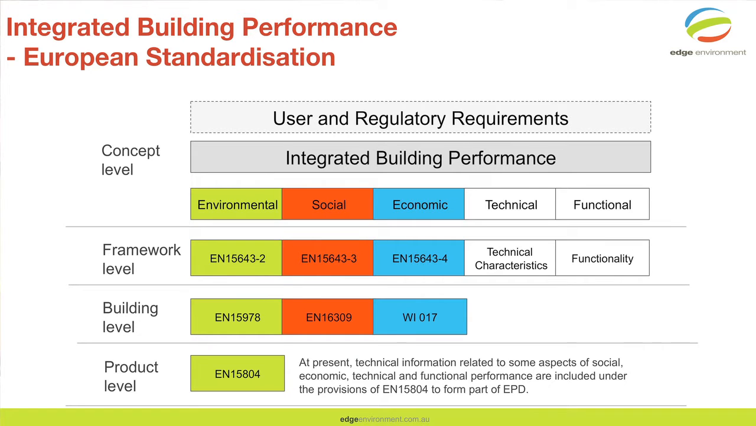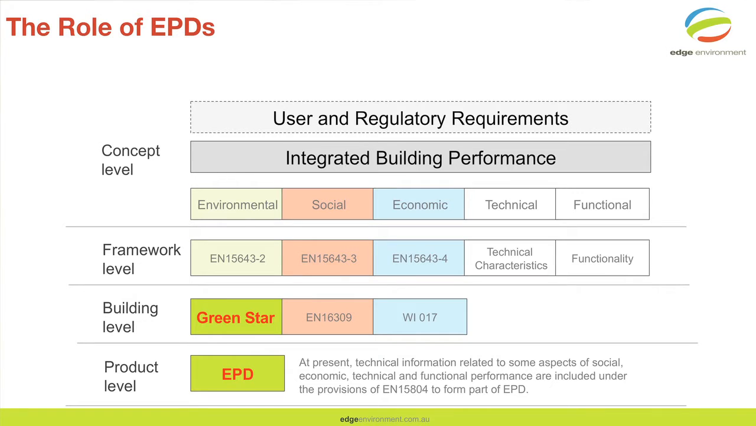Now, how this fits. There are a lot of standards out there, but this is the European vision about what they want to get to. They want to get to an integrated building performance assessment. And they realize we need to cover the triple bottom line. It needs to be technical. It needs to be functional. And then you have framework level, building level, and product level standards. What we're talking about in EPDs is the product level building block for primarily environmental, although it's covering some social aspects as well.